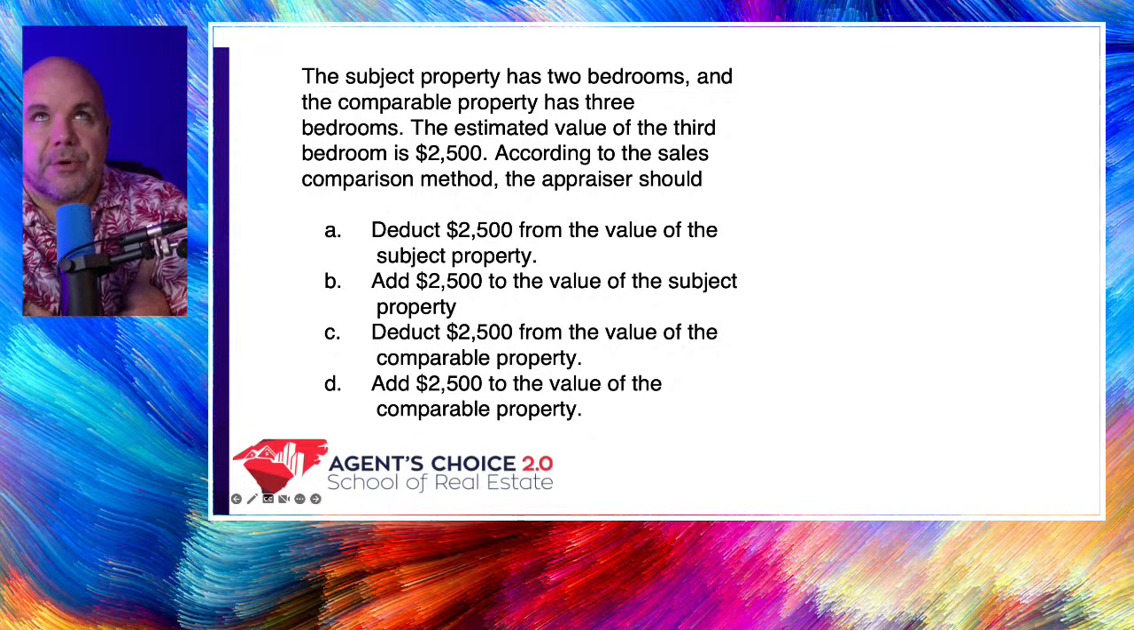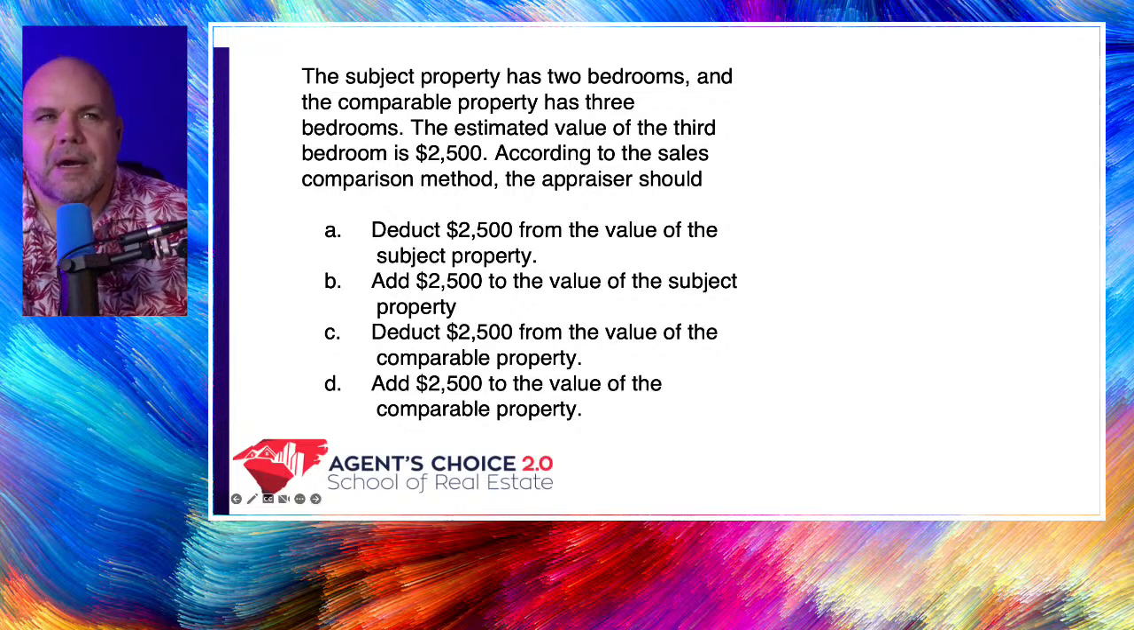It might have been a little more clear if I'd have written the question and included what the comparable sold for. If you read that whole thing and it also said the comparable sold for $150,000, now what do you do? We need to subtract 2,500 from the 150 to bring it down to what it would have sold for if it had 2 instead of 3 bedrooms, right?